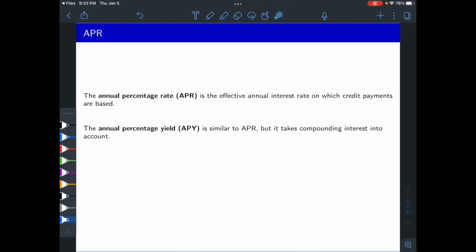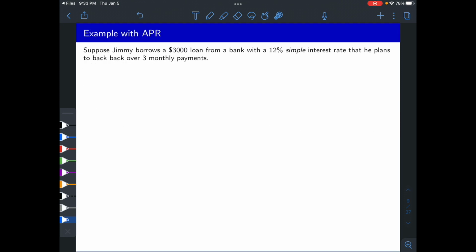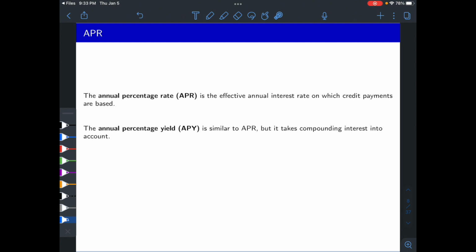Okay, APR and APY are basically the same thing. Okay. So APR is the effective annual interest rate on which credit payments are based. APY, annual percent yield, is similar, but not exactly the same thing. It takes compounding interest into account.